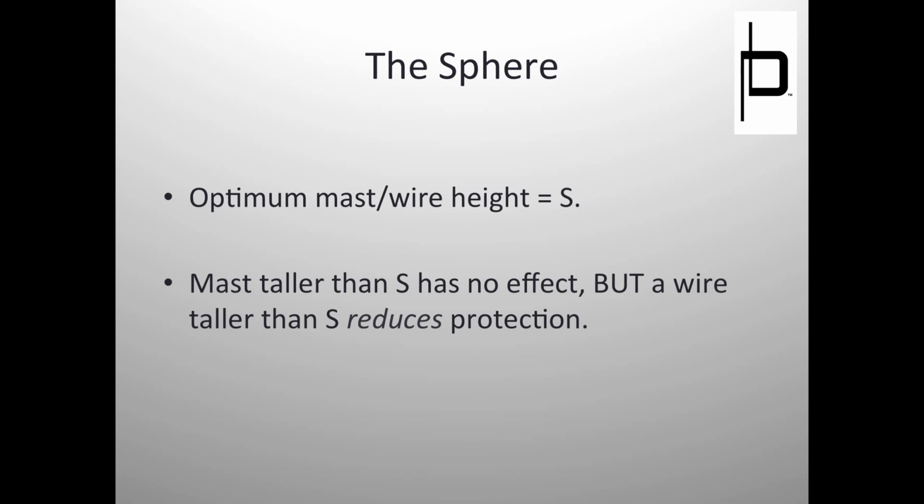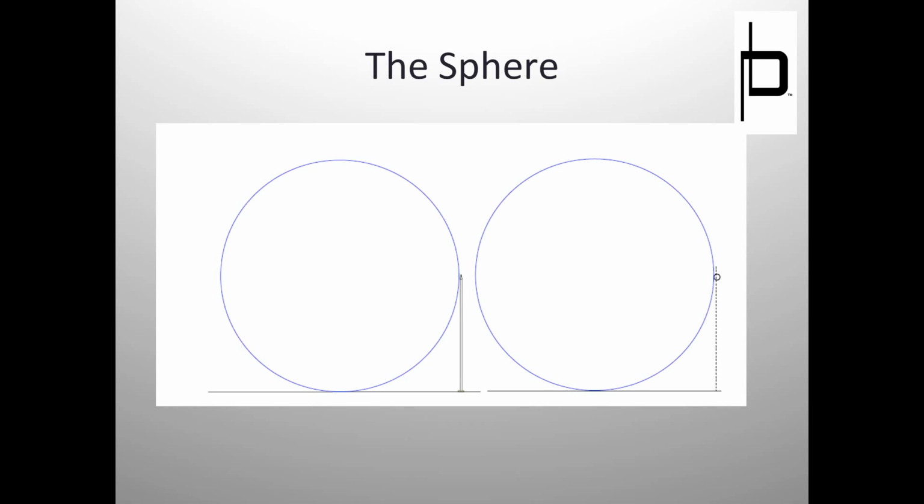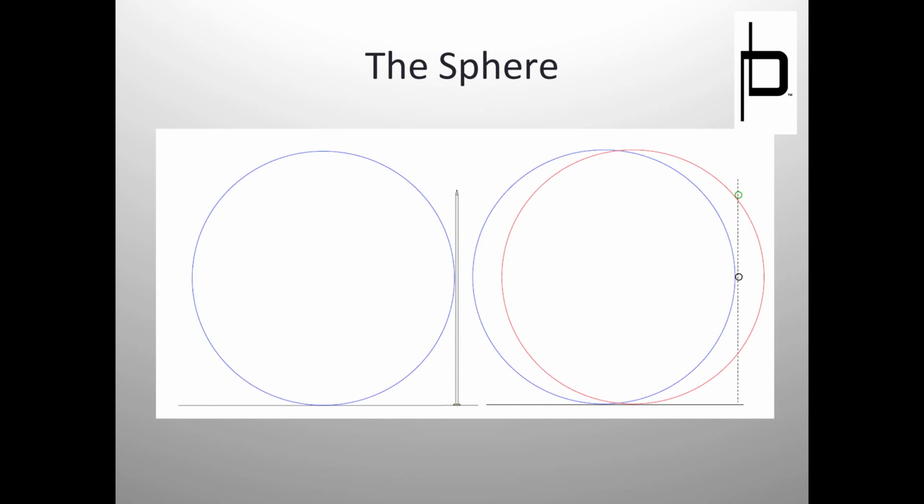So we talked about how the optimum mast wire height is S, but a mast taller than S has no effect. However, a wire taller than S reduces protection. So therefore, the mistake is thinking taller is better. That's why it's a mistake. It's a bad assumption. If you go taller, it isn't necessarily better. It may improve your top-down strike protection, but it could reduce your side strike protection.